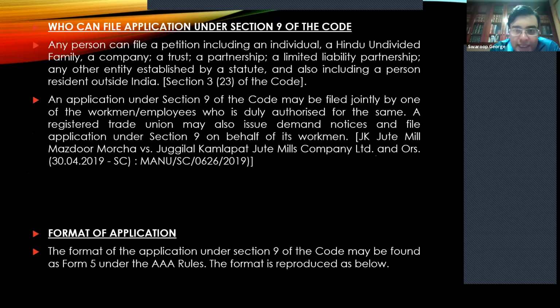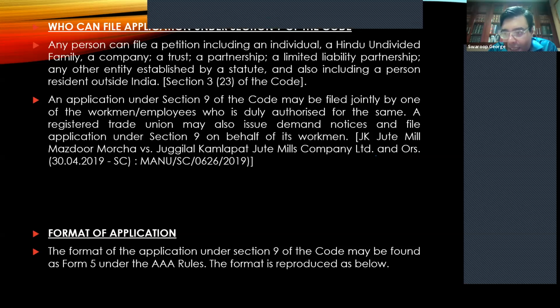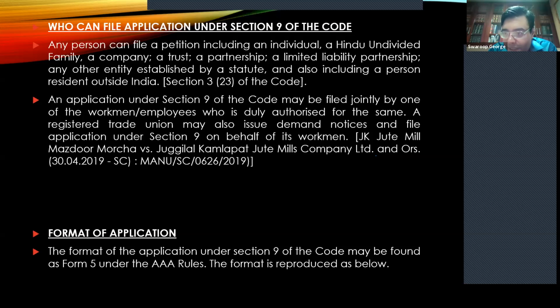Now, another question is, who can file an application under Section 9 of the Code? So basically, any person can file a petition, including companies, partnerships, etc. The only issue might be if you're a proprietorship. Just like in suits, a proprietorship itself does not have a legal entity. But you can get over that, just like in suits, by saying sole proprietorship through its sole proprietor, so and so. So you can make it that it's actually the sole proprietor, the individual, who is filing the same.